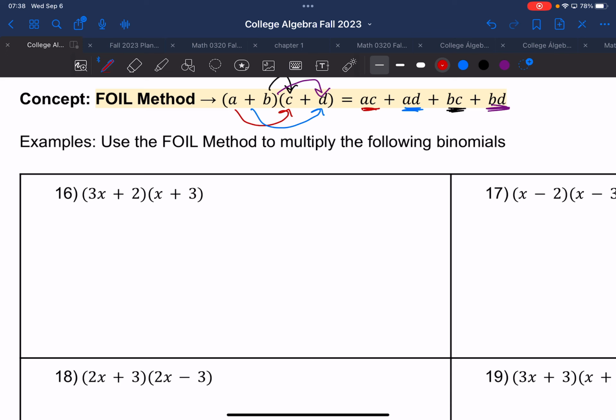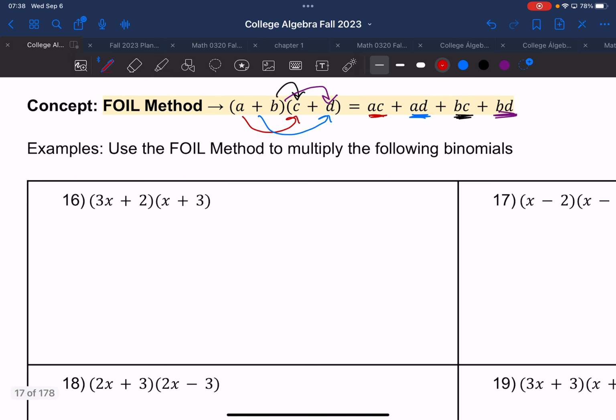So let's go ahead and do that on 16. So on 16, I have 3x times x. 3x times x is 3x squared. Now I'm going to take that 3x and multiply it by the second term, 3. So 3x times 3 is 9x. So that was me distributing the first term, 3x. Now I'm going to distribute the second term, 2. So 2 times x is 2x. And 2 times 3 is 6. Any questions on how I foiled that first problem?